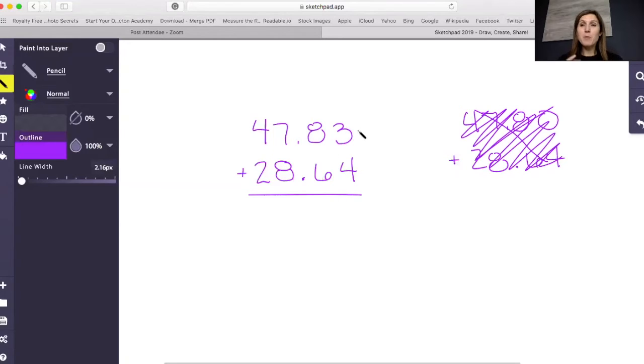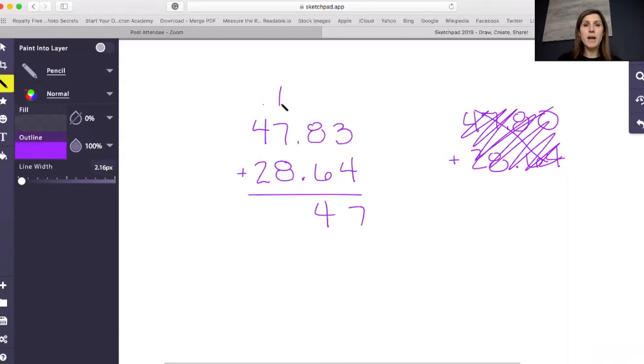So I'm going to start adding with my smallest place value. In this case, it is hundredths. It could be tens, tenths, it could be ones, but in this case, it's hundredths. So 3 plus 4 equals 7. 8 plus 6 equals 14. So I'm going to put my 4 here in the tenths place, and I'm going to carry the 1 over to the ones place because 10 tenths is the same as 1 one.